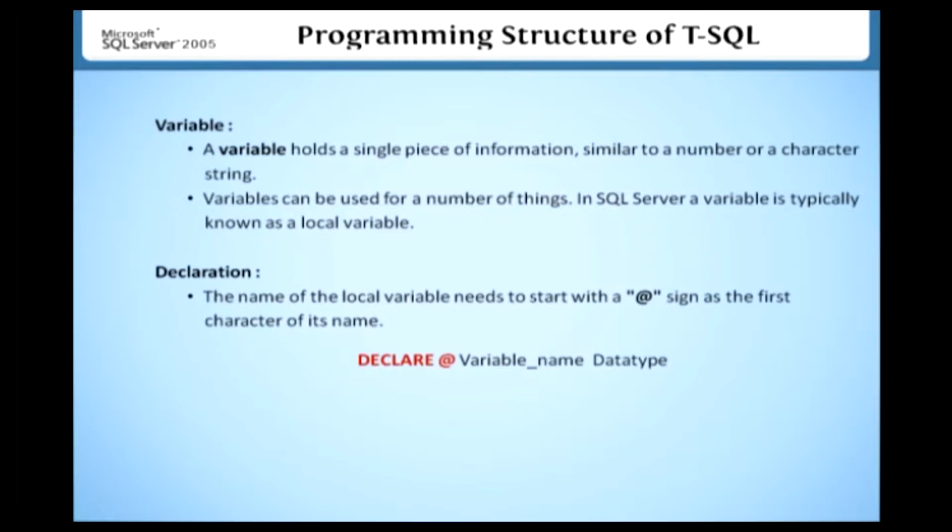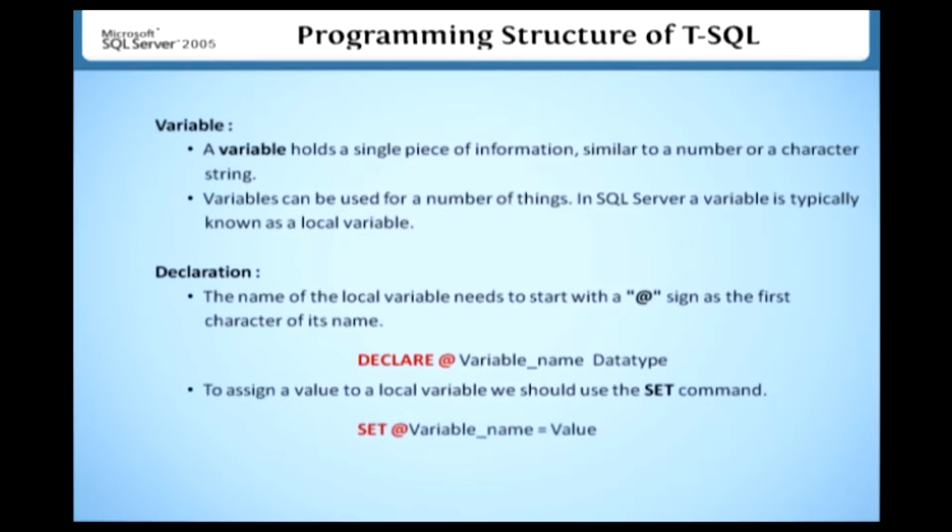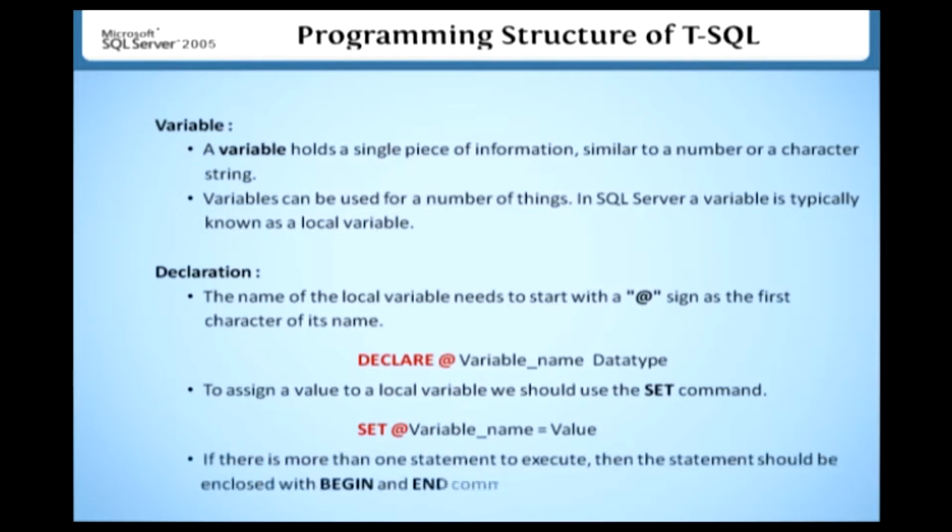The local variable should be declared with the keyword declare, @variable name, and its data type. To assign a value to a local variable, we should use the set command. Here is the syntax. If there is more than one statement to execute, then the statement should be enclosed with begin and end commands. We will discuss more about these commands in upcoming lessons.